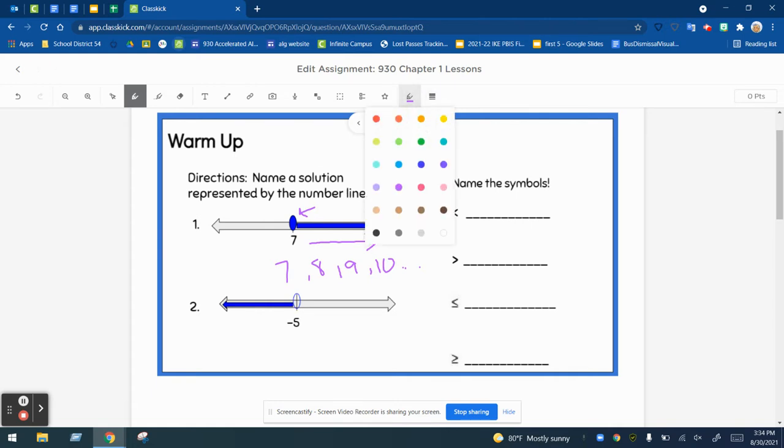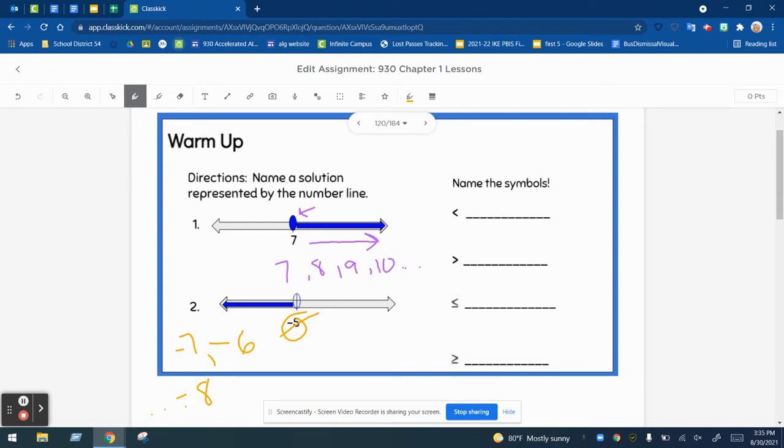For our second one, we have a -5, and this is an open circle, which means that -5 cannot be a solution, but anything to the left could be. So we could have -6, -7, -8, so on and so forth.